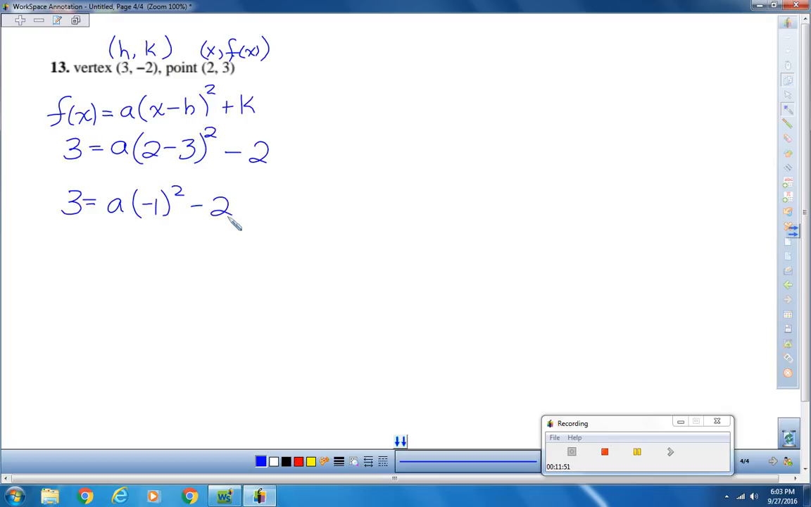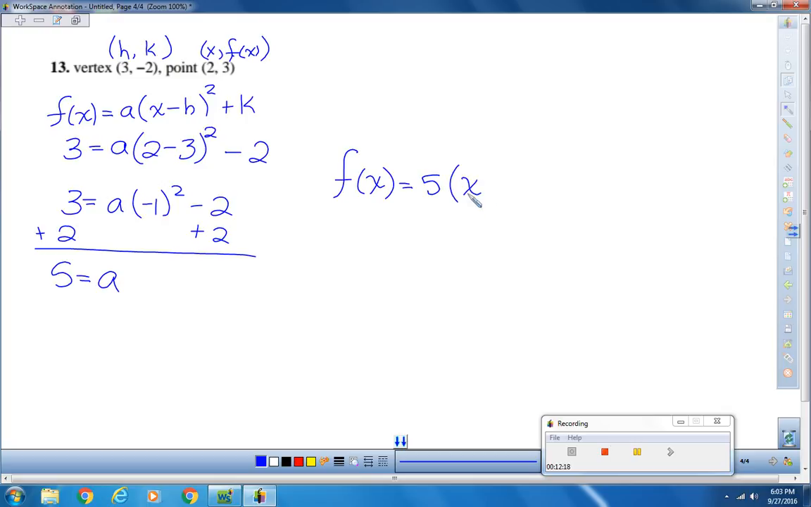I'm going to go ahead and add 2 to both sides. I get 5 is equal to, and the reason I went ahead and added 2 is I know that negative 1 squared is 1, and 1 times a is just a, so 5 is a. So the last step, f of x is equal to a, which now we know is 5, x minus h, that's minus 3, squared, and that's going to be plus k at the end, but since k is a negative 2, it's minus 2.